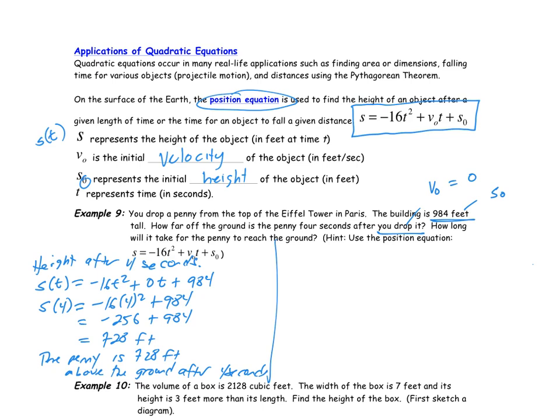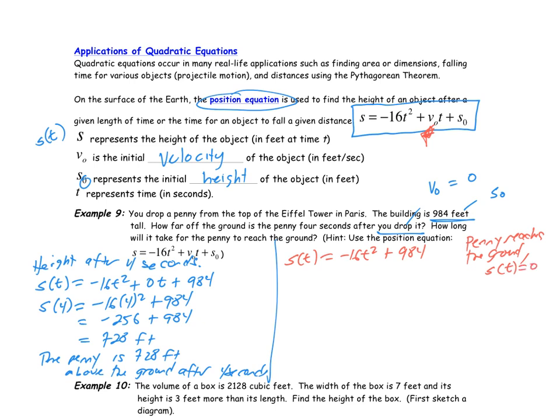Okay, now we're going to do the second portion of this problem. The second portion says, how long will it take for the penny to reach the ground? Once again, we're going to use this position equation using the specific information for this problem. So S of t is equal to negative 16t squared plus 984. Remember, the initial velocity here is 0, so we don't need the t term. When the penny reaches the ground, that means the height is 0, so S of t equals 0.